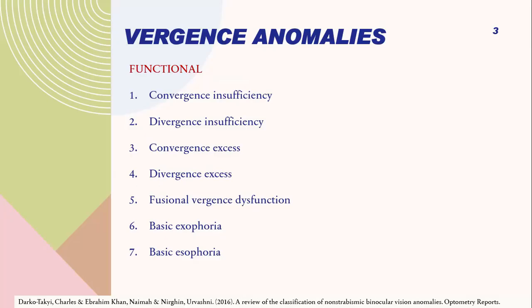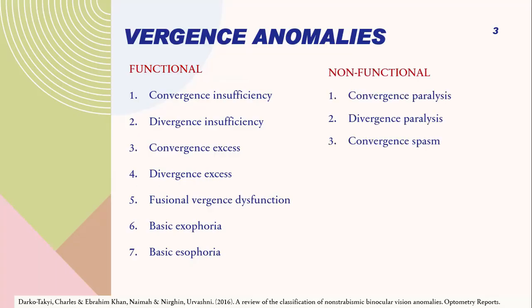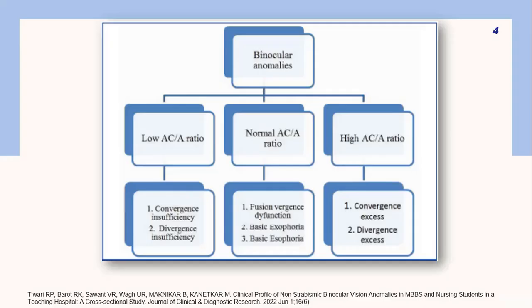So vergence anomalies can be either functional or non-functional. The functional ones are more common, which we often see, and they can be convergence insufficiency, divergence insufficiency, convergence excess, divergence excess, fusional vergence dysfunction in which both convergence and divergence are abnormal, and the basic exophoria or the basic esophoria. The other non-functional ones like the convergence paralysis, divergence paralysis, or convergence spasm, these are more rare and not often encountered, and they are more associated with neurological problems.